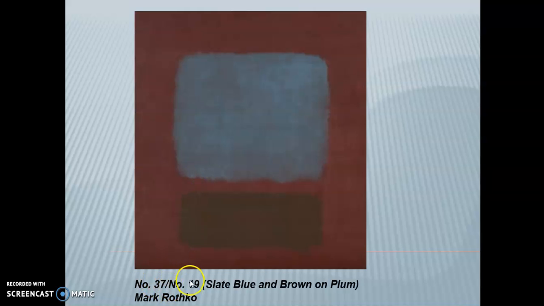This is Number 37 or Number 19, also known as Slate Blue and Brown on Plum. Slate blue, brown on a plum color background. This is a low intensity color. This is also a low intensity color, but this is a high intensity color. This was done in 1958. The reason the background is in low intensity is for the foreground to stand out.